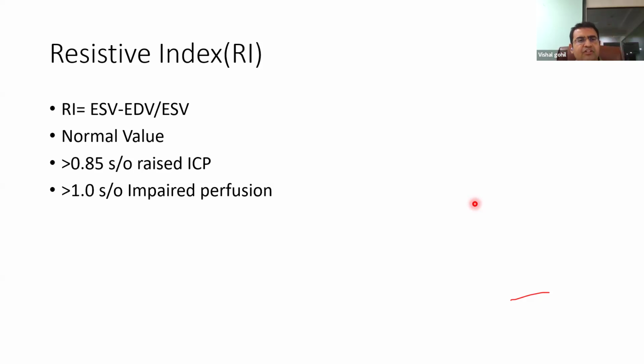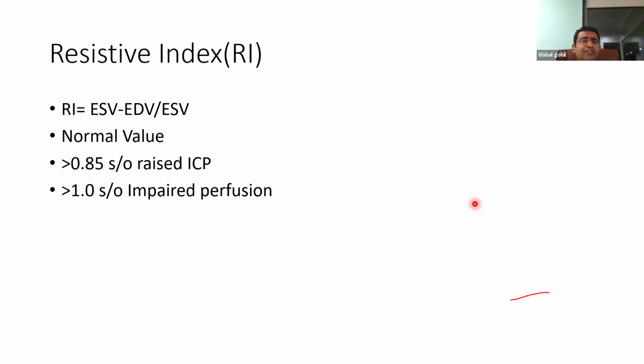The resistive index is equal to end systolic volume minus end diastolic volume, divided by your end systolic volume. End diastolic volume is the predicted strength of your resistance. If your resistance in the brain is increased, the end diastolic volume is going to be down. Other parameters may be affected by your blood, hemoglobin, polycythemia, and PDA, but end diastolic volume reflects your resistance.